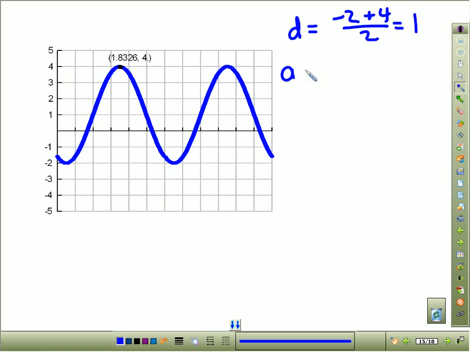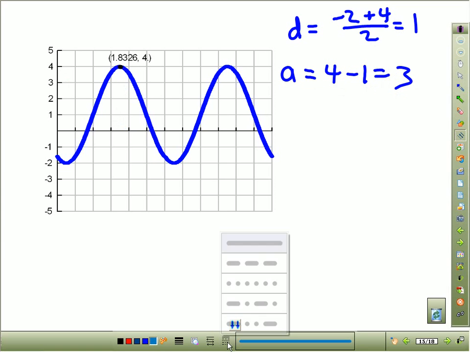Now what about A? 4 minus 1 is 3. Because see, 4 is the top point, and then it oscillates about 1.